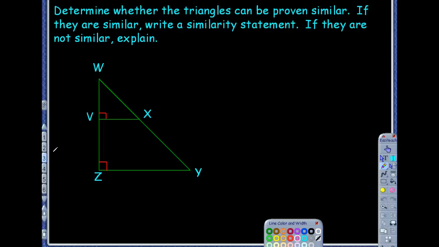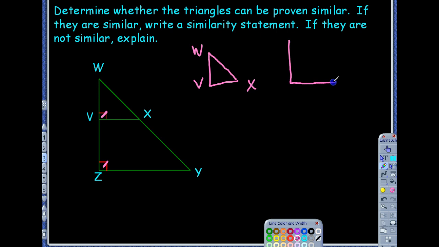It says, determine whether the triangles are similar. So let's decide. Hopefully you see two triangles in that picture. I do, and I see two right triangles. So right away, if they're right triangles, we already know we have one set of angles that are congruent. These angles right here that are right angles are going to be congruent to each other. Notice how one triangle is inside the other. If it helps to separate them out to see the two, that might be a good option.